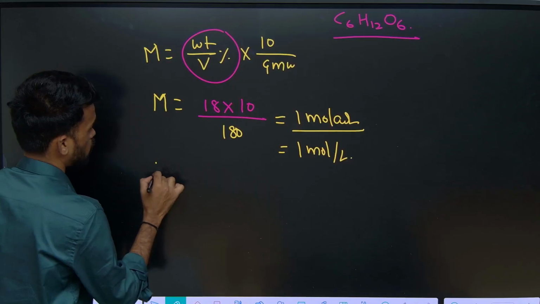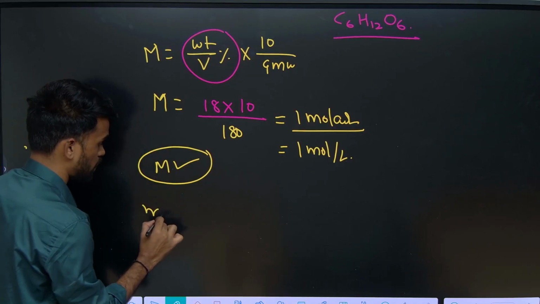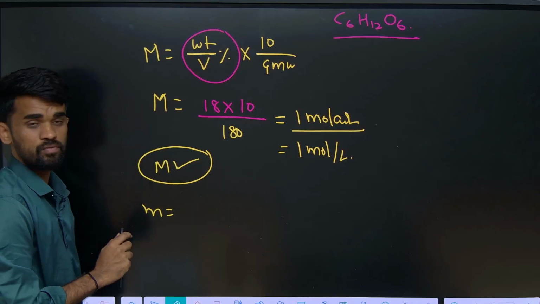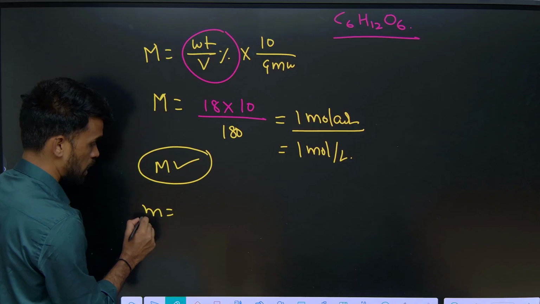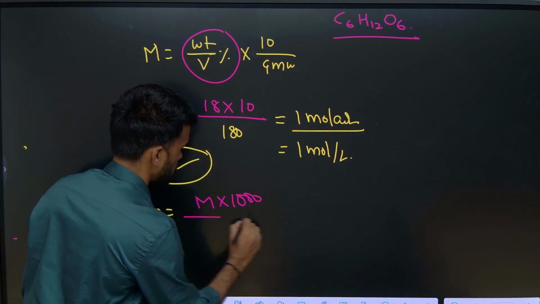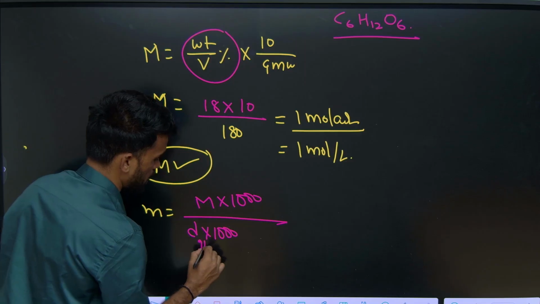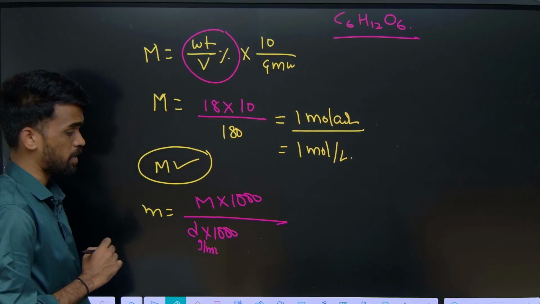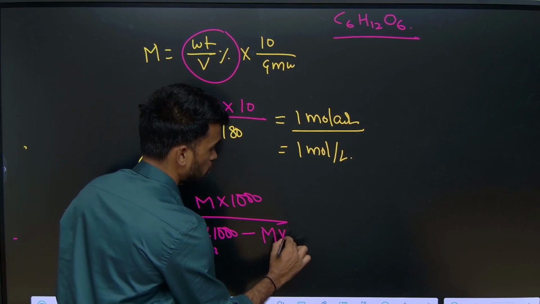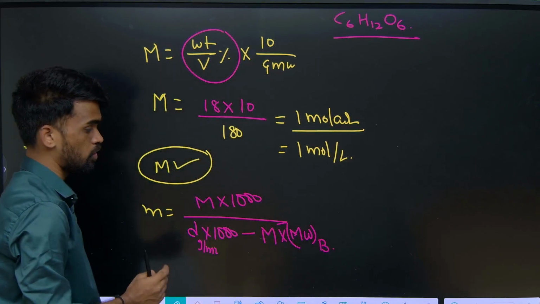When we have molarity, directly use this formula. This is a very useful and important formula. There are many questions in JEE on this particular formula itself. Molality, small m, equals capital M, that is molarity, into 1000, divided by density into 1000, this density should be in gram per ml of that particular solution, minus molarity into gram molecular weight of solute. So directly use this formula, you are going to get the answer.